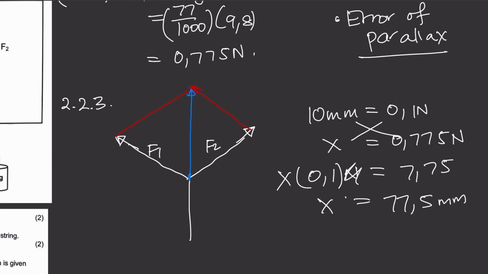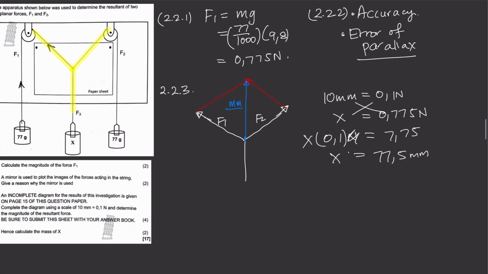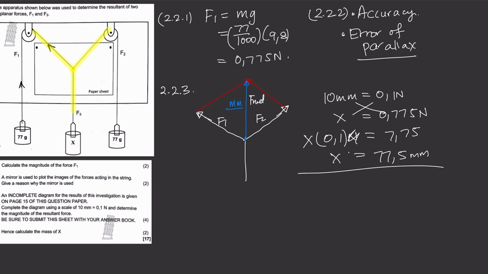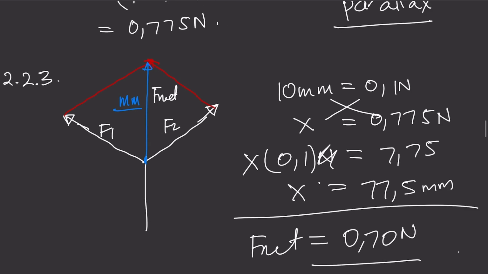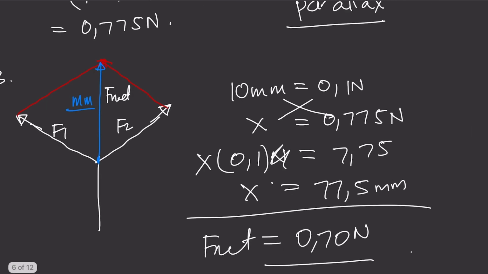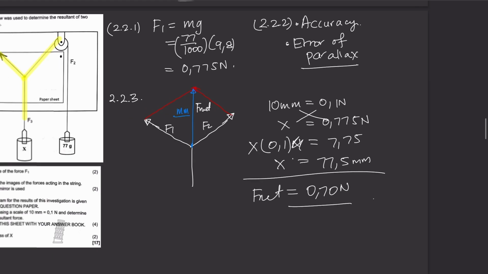So you measure it, you get the length in millimeters, and then you convert it. Once you do that, you'll get that the F net is actually going to be 0,70 newtons. So the main thing here: once you draw in that blue line, that F net, you have to measure it, use the same scale method, and then convert it to newtons.